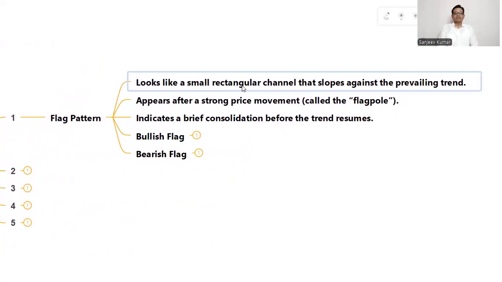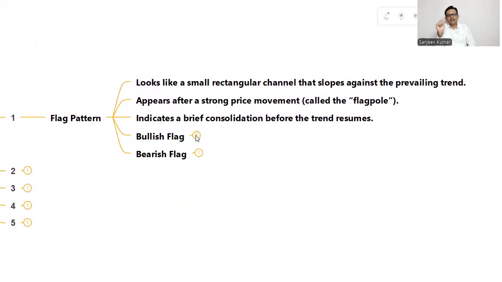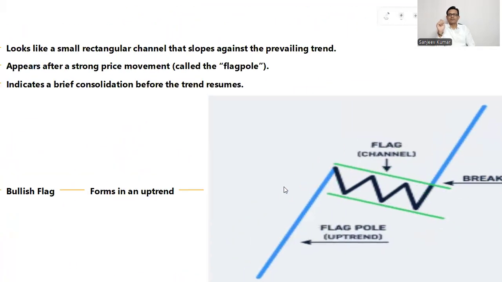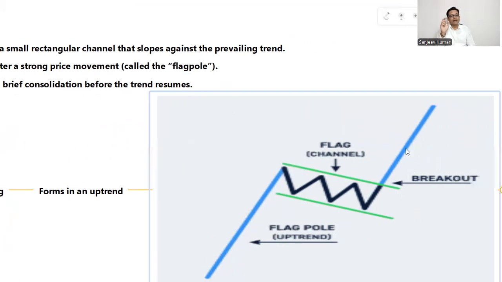It looks like a small rectangular channel that slopes against the prevailing trend, just like this. This is the flag pattern. It appears after a strong price movement. This is the strong price movement. This is the flagpole. It indicates a brief consolidation before the trend resumes. Before the trend resumes, again uptrend.